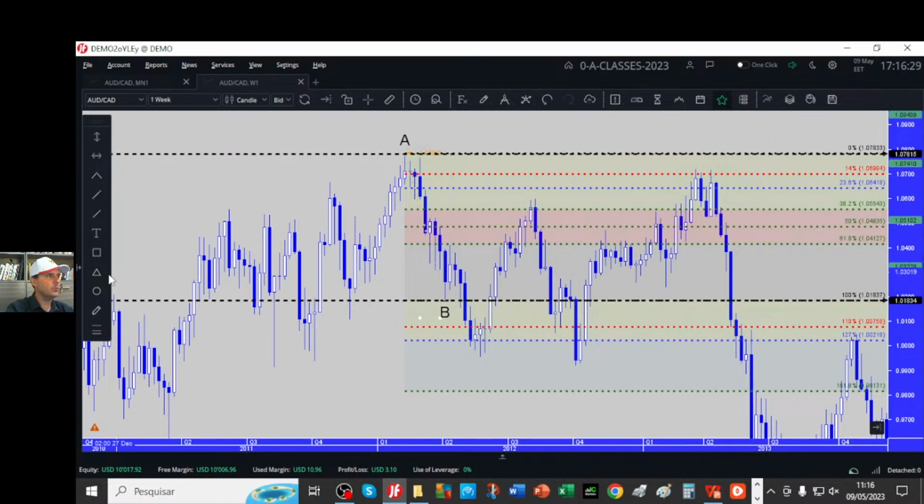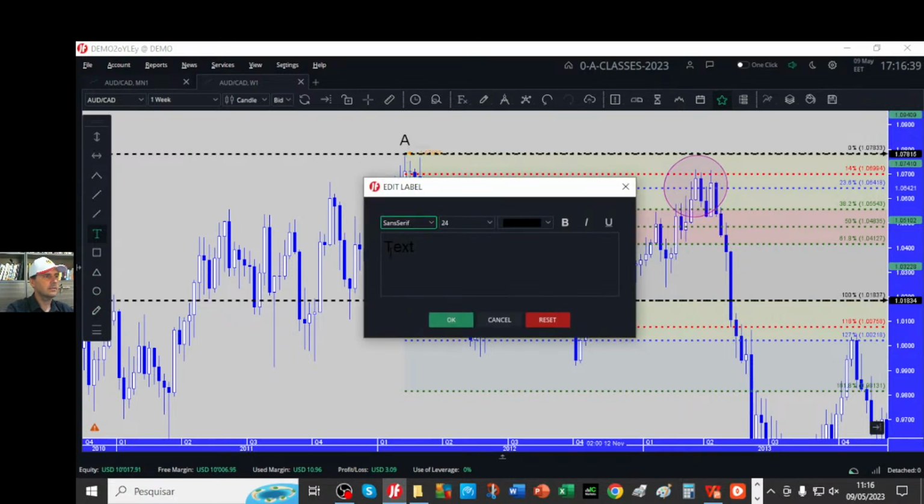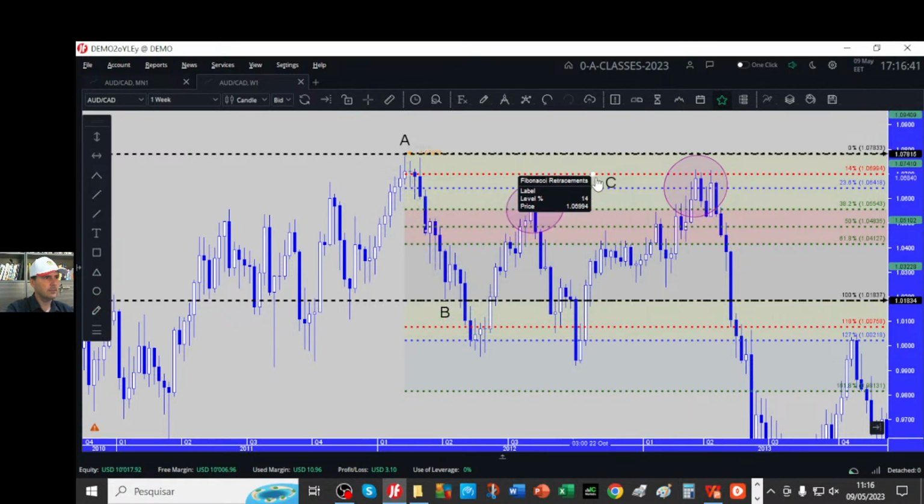Alright, everybody. Which one is our C? Is the first circle our C, retracement on the down Fibonacci, or is the second circle our C? Come on, traders, is the first circle our C, or is the second circle our C?